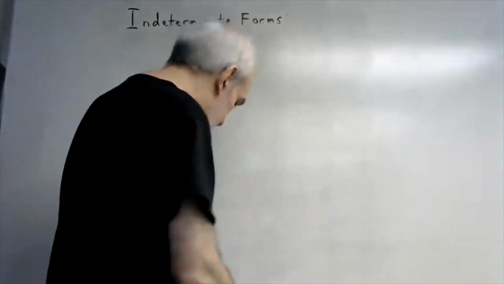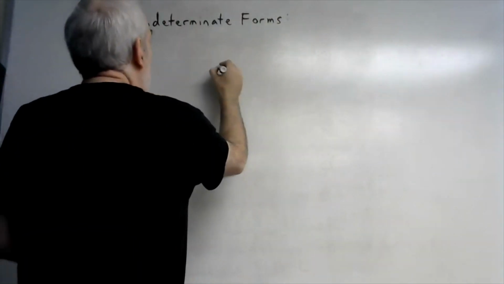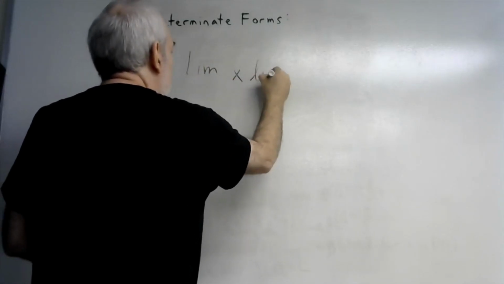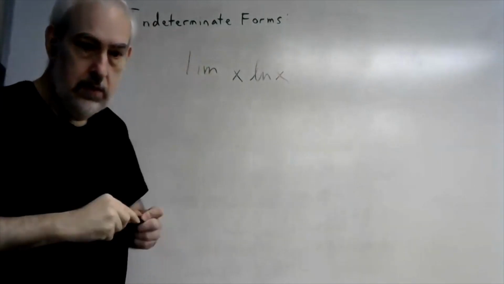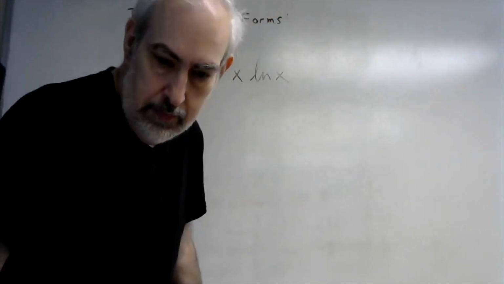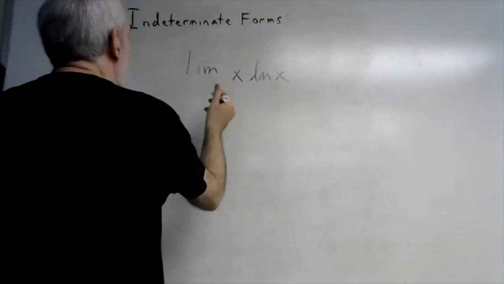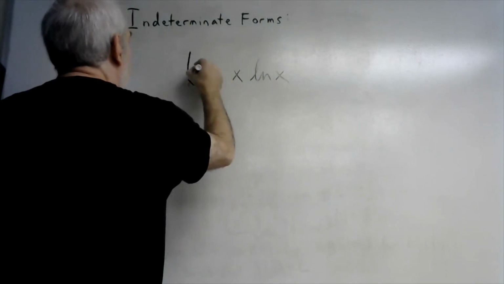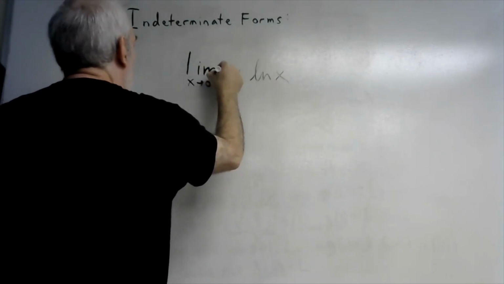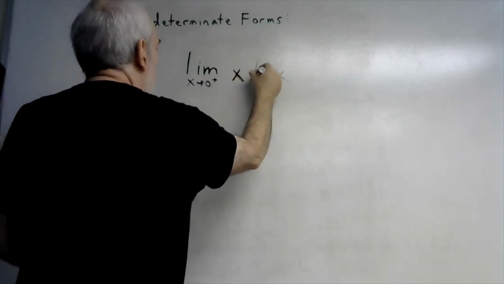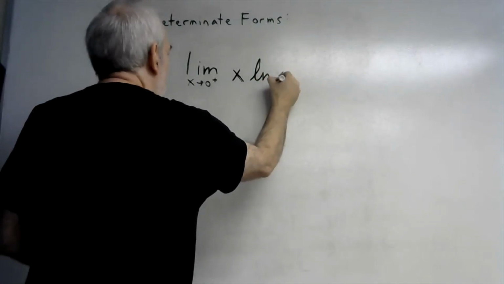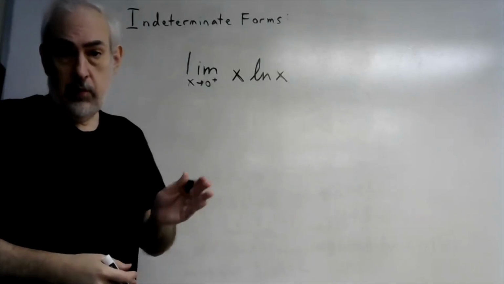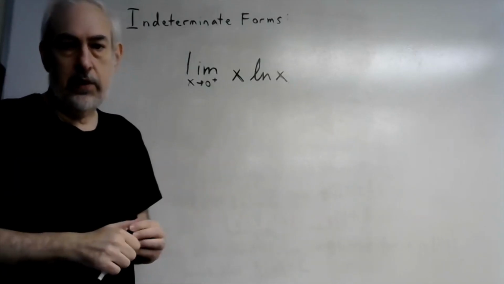So the first one is the limit of x times ln x. See, I got the wrong marker. Limit as x approaches 0 from the right. The reason we're doing it from the right is because the natural log function is undefined for negative values of x, so you can't even do a limit from the left. So we have to do it from the right so that the ln function is well defined.